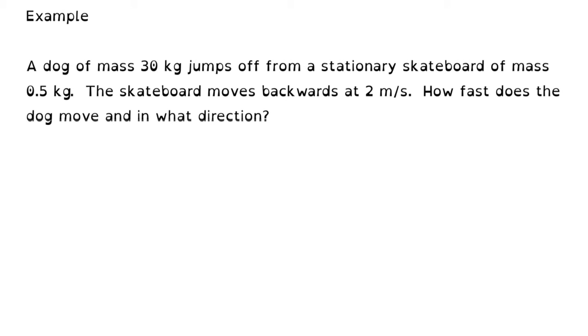So we've got an example here where a dog of mass 30 kilograms jumps off from a stationary skateboard of mass 0.5 kilograms. The skateboard moves backwards at 2 meters per second. How fast does the dog move and in what direction?